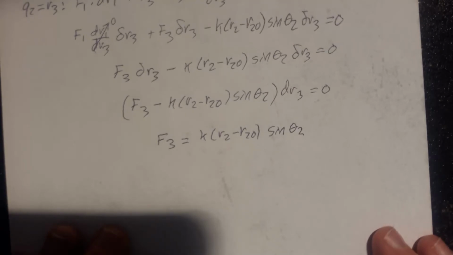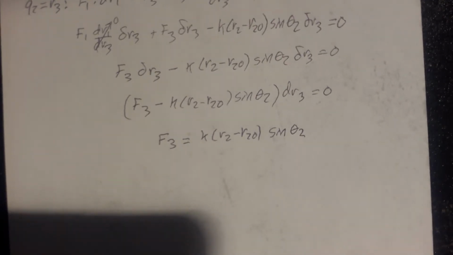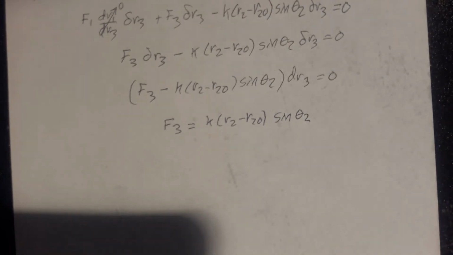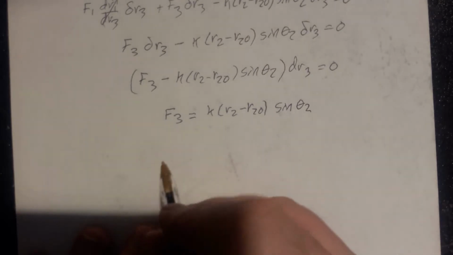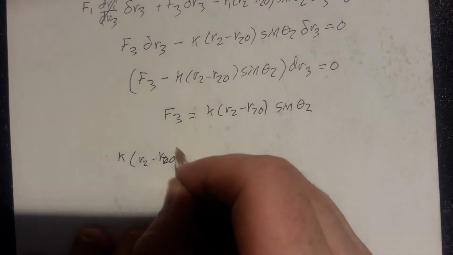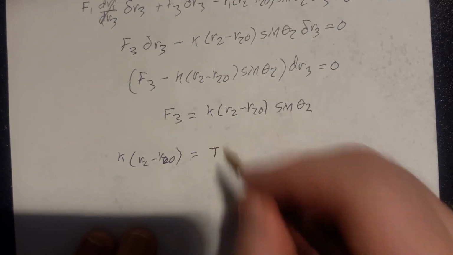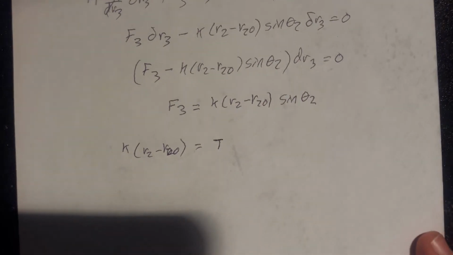Now, this is all kind of interesting. And so suppose, on the other hand, that we wanted to just see how this is going to work out, suppose that we want to, for a moment, say that k (r2 minus r2 naught) is equal to some tension in the bar, in the spring.